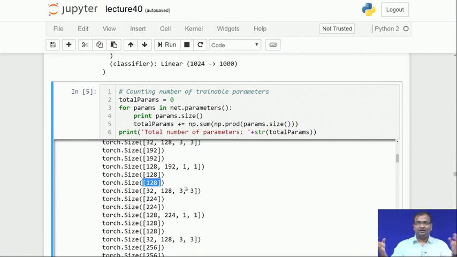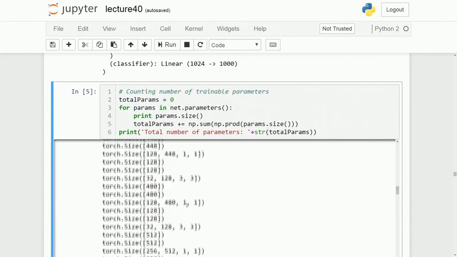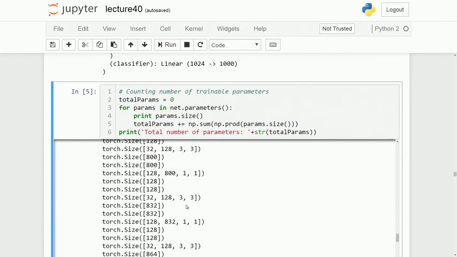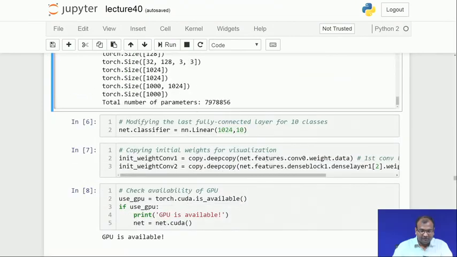So whether you are going to replicate all the models over there on the dense convolution part, that's what keeps on going. If you take a sum total over all of these, you would find that the total number of parameters is about 7.9 million, close to 8 million. So that's 7,978,856 parameters in total which you have over here.